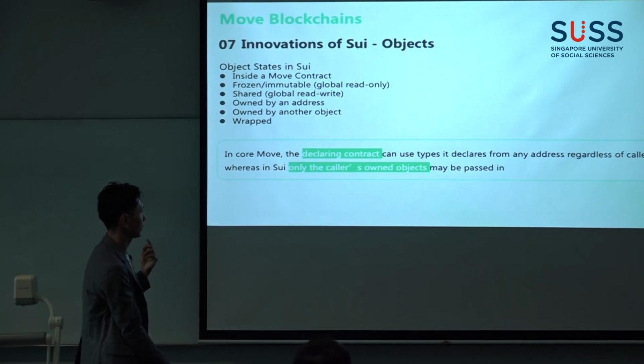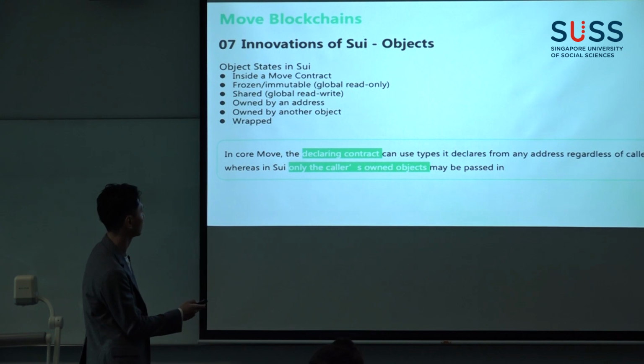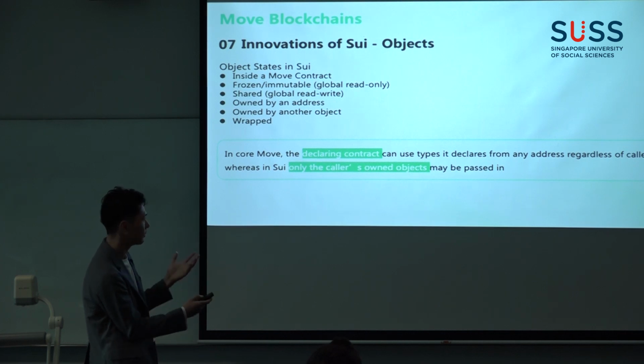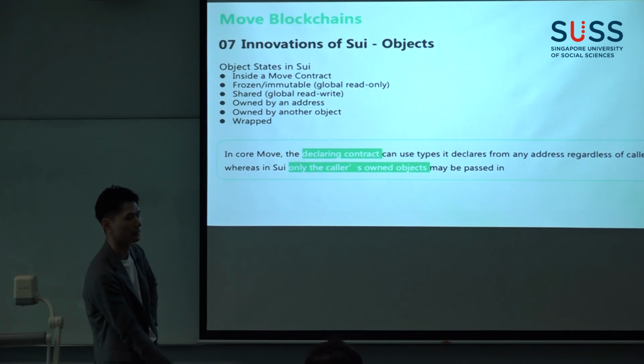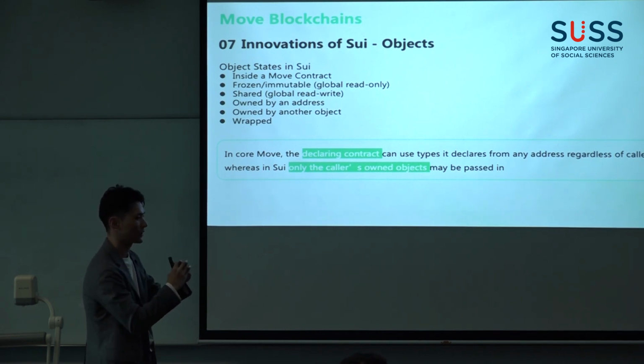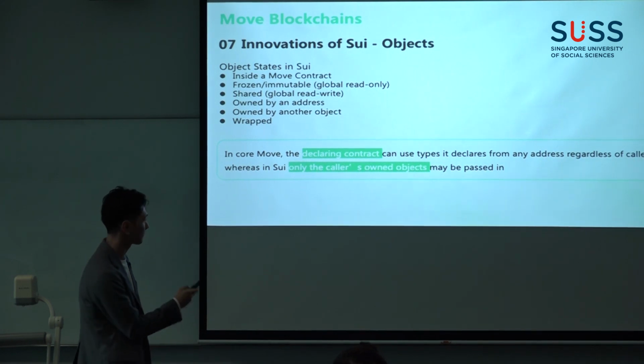In core Move, the declaring contract can use types it declares from any address regardless of caller, whereas in Sui, only the caller's own objects may be passed in. As we mentioned, in Aptos the declaring contract can use borrow_global to use types it declares from any address regardless of caller. But in Sui, every object has a clear owner, and the owner has to pass in the object themselves.